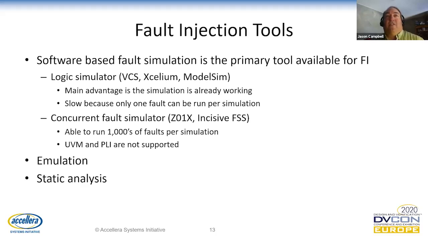Finally, there's static analysis, and there are tools that use controllability and observability analysis, just like in ATPG, and they try to give you a prediction of your fault coverage. The advantage of it is it's very, very quick. The disadvantage is that it is a prediction and it's not an accurate measurement.